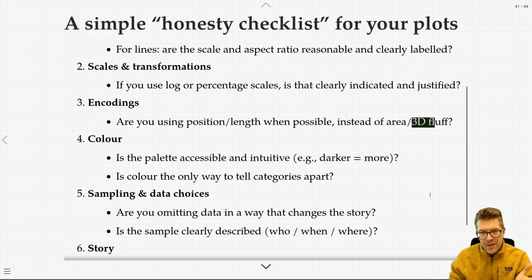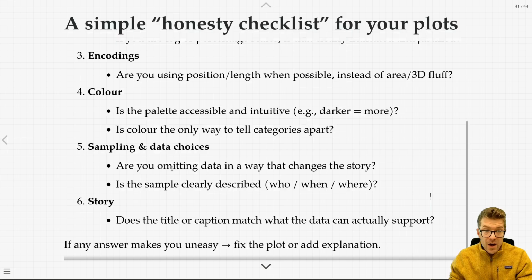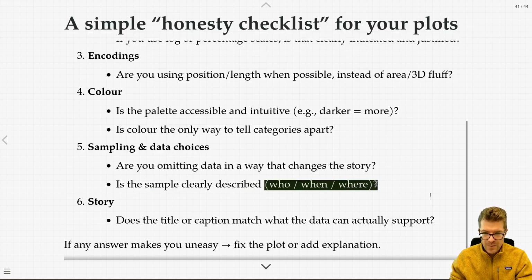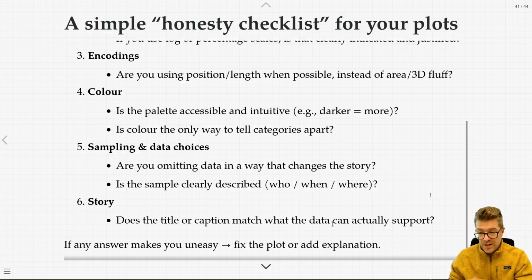Are you using color in a way that's accessible to people and intuitive? Are you darkening or lightening things in a way that actually conveys information, or are you trying to misguide people? And are you using more than color to tell categories apart? Something to consider. Are you omitting data, or are you adding too much extra data? Is the sample clearly described? Is it documented carefully and clearly? All that's important. And does the title or caption match what the data is actually supporting?